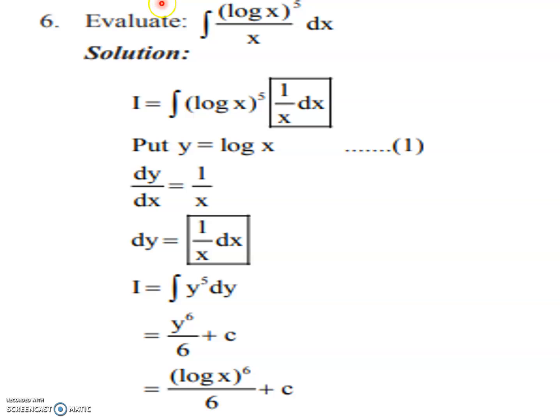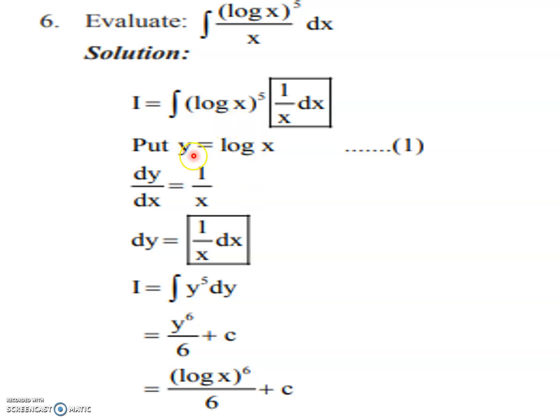Now, last but not least. Yes, that is, evaluate the integral of log x raised to 5 upon x. Everybody knows the derivative of log x is 1 upon x. That's why we put y is equal to log x. Derivative of y, dy by dx. Derivative of log x is 1 upon x. Shifting, 1 upon x dx remains the same, dy remains the same. Instead of 1 upon x dx we put dy.